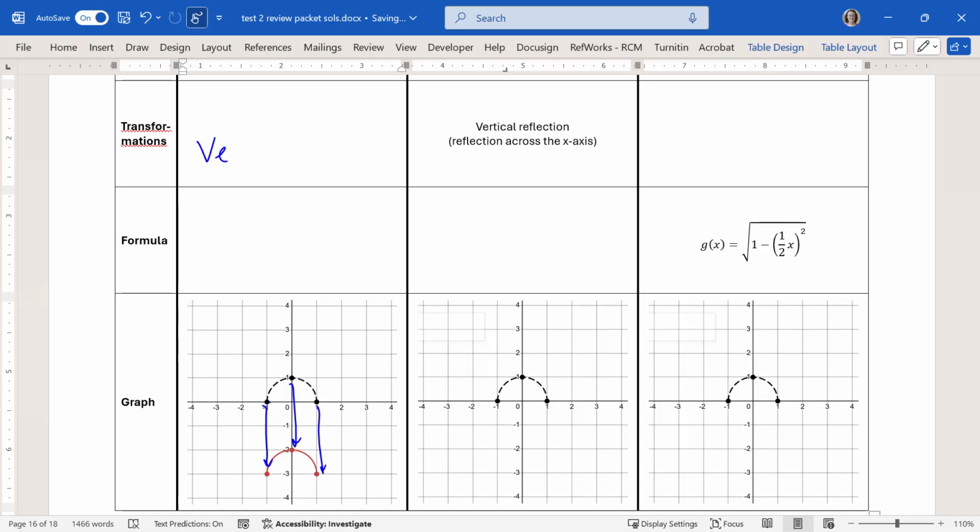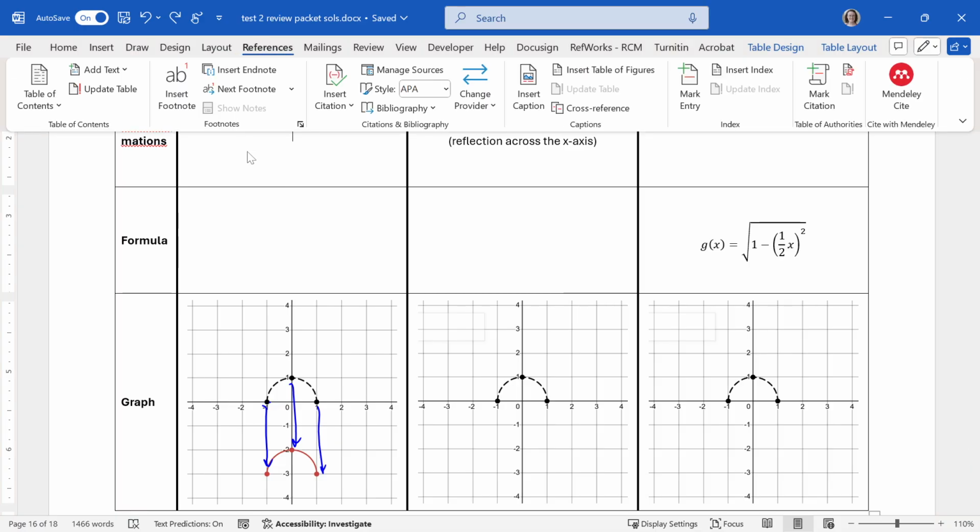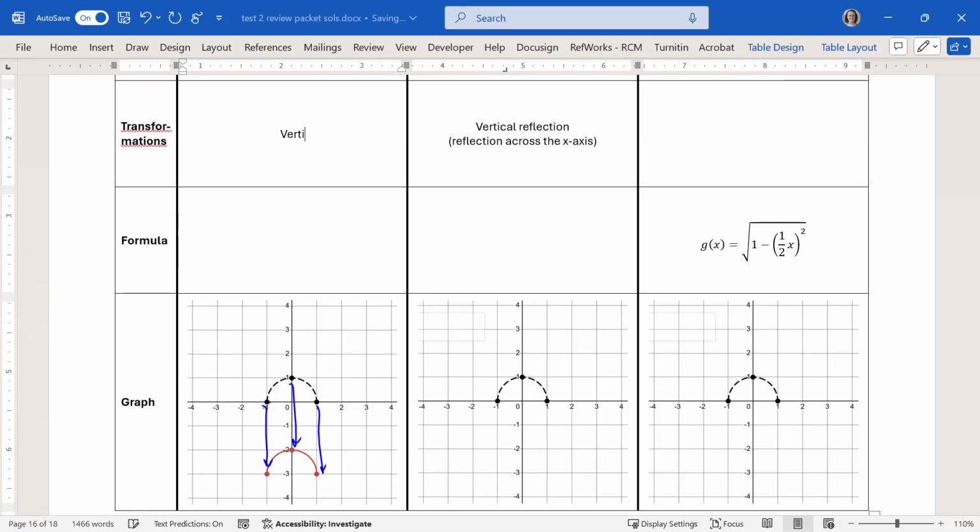Why is it doing that? Hold on a second. Oh, okay. Word is messing with my table layout here. Hold on a sec. Okay, so maybe I'm just gonna type these in. I can't deal with this pen being drawn all over the place. Yeah, so this is vertical shift down by 3 units.